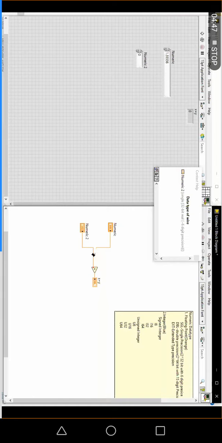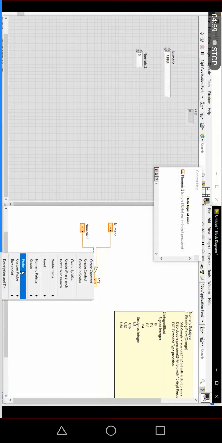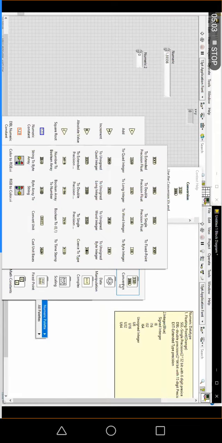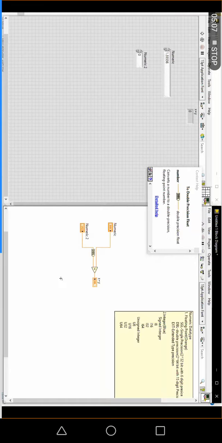Right-click on the terminal, go for Insert, and use the conversion function. Go for the respective conversion, whichever conversion you want. Go to Insert, Numeric palette, Conversion. In Conversion, you have To DBL available. Just go for To DBL, and it will be converted. This is the way to resolve the coercion dot over there.